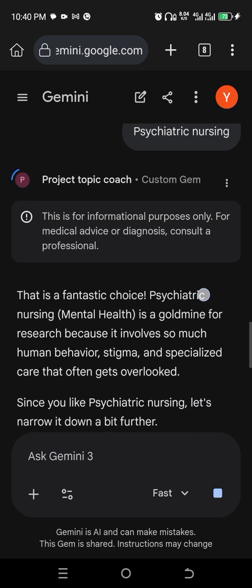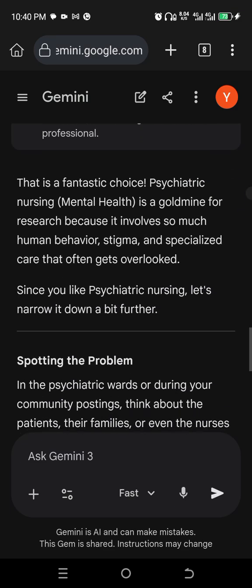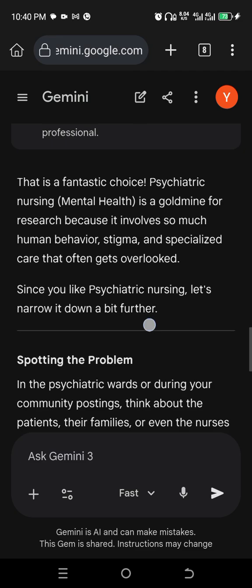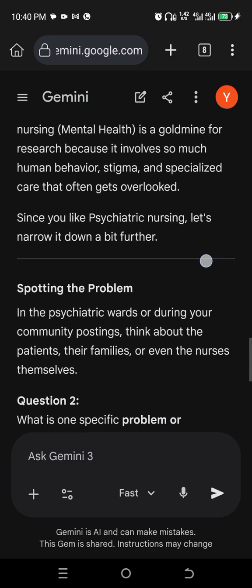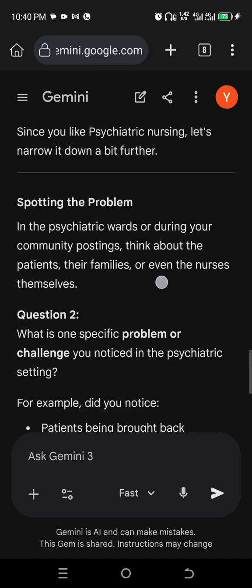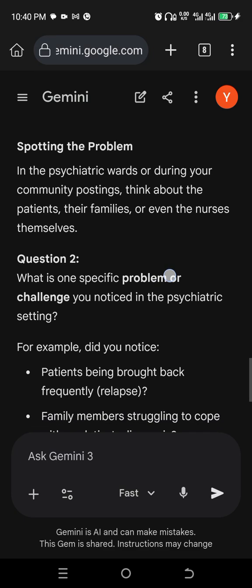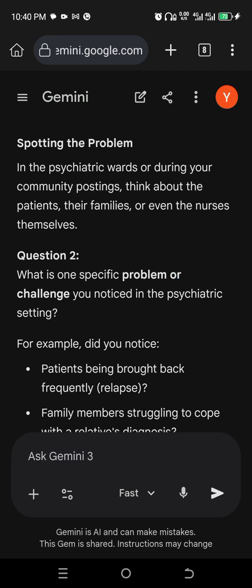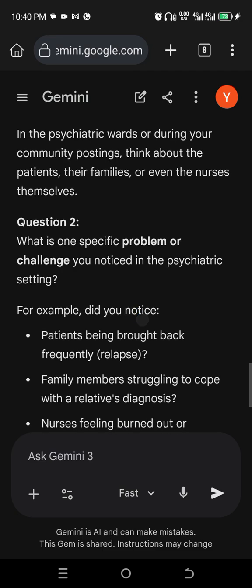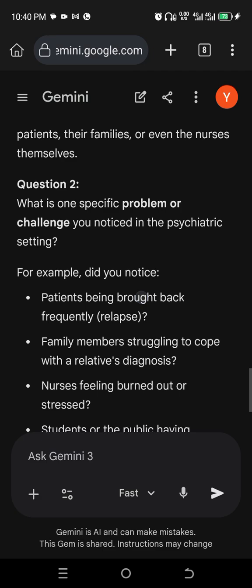That is a fantastic choice. Psychiatric nursing, mental health, is a gold mine for research because it involves so much human behavior, stigma, specialized care, and so on. So now it moves to spotting the problem in the psychiatric ward. It is trying to identify where I have seen a problem related to psychiatric nursing. Right, so now it asks me one question again: what is one specific problem or challenge you notice in the psychiatric setting?